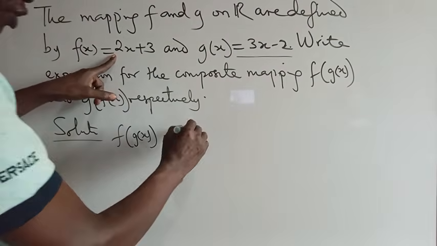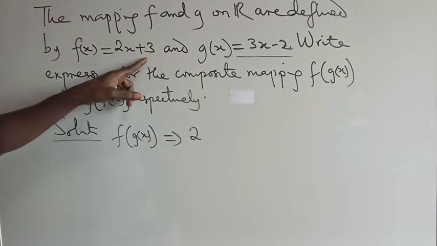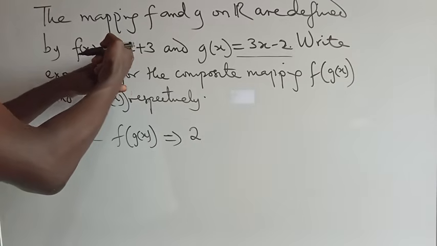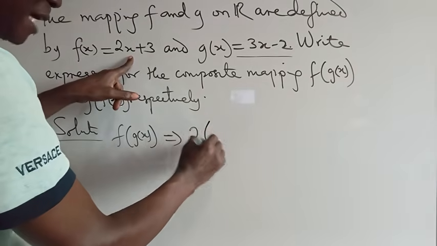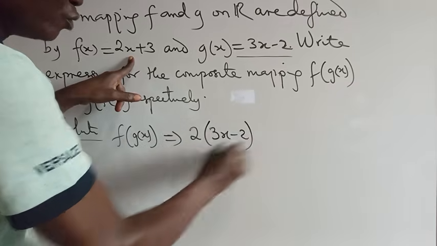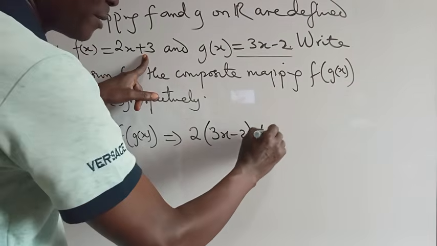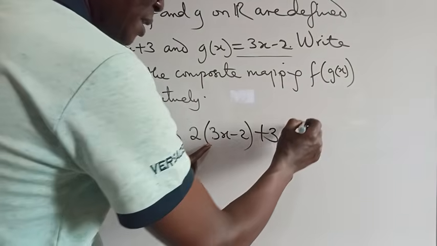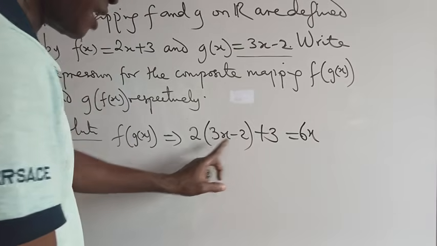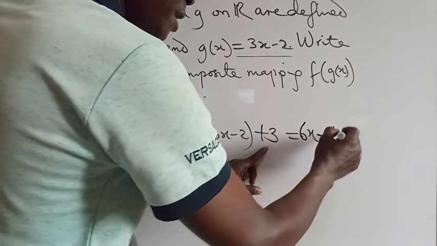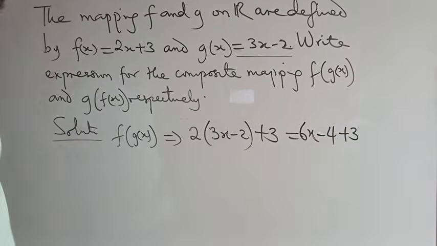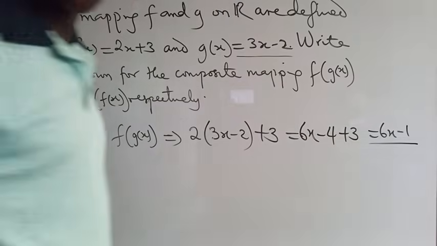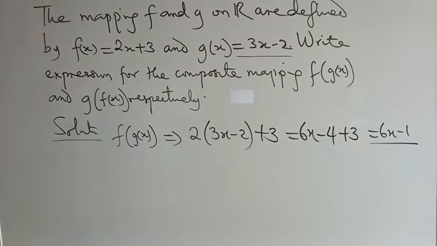You know, our f is what? 2x plus 3. Now that g of x is to be inserted inside f, that means instead of the x that is here, we write 3x minus 2, then plus 3. So by expansion, 2 times 3x, that's 6x, 2 times minus 2 is minus 4, then plus 3. And that will be 6x minus 1. I hope that is clear. So that is 6x minus 1.